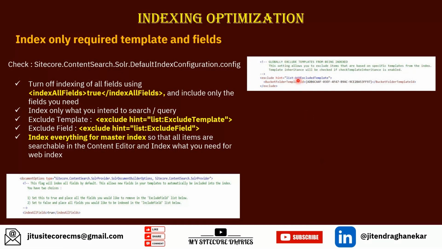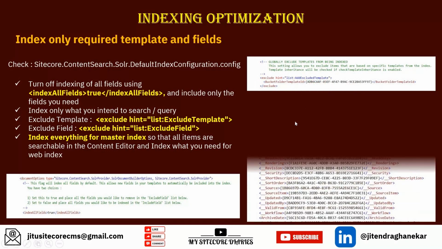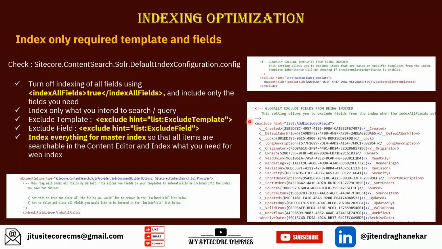So this is an example of exclude template. If you say exclude, add exclude template. Here you are excluding this template or bucket folder template ID. Then this is an example of an exclude field. As you set it up true, then you have to exclude the fields. Basically these are standard fields of the site, so you may not be querying them. All those fields you can exclude like this. Like here you have excluded the created field, so that is getting added into the list.